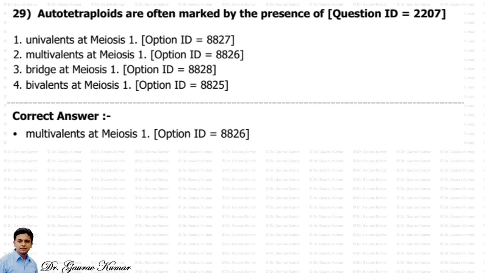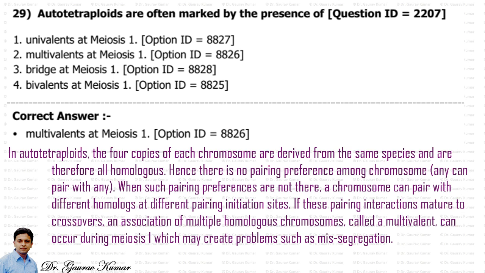Next question, autotetraploids are often marked by the presence of, in autotetraploids, the 4 copies of each chromosome are derived from the same species and are therefore all homologous. Hence, there is no pairing preference among chromosomes, that is, any can pair with any. When such pairing preferences are not there, a chromosome can pair with different homologs at different pairing initiation sites. If these pairing interactions mature to crossover, an association of multiple homologous chromosomes called a multivalent can occur during meiosis 1, which may create problems such as missegregation. So the answer is multivalent at meiosis 1.